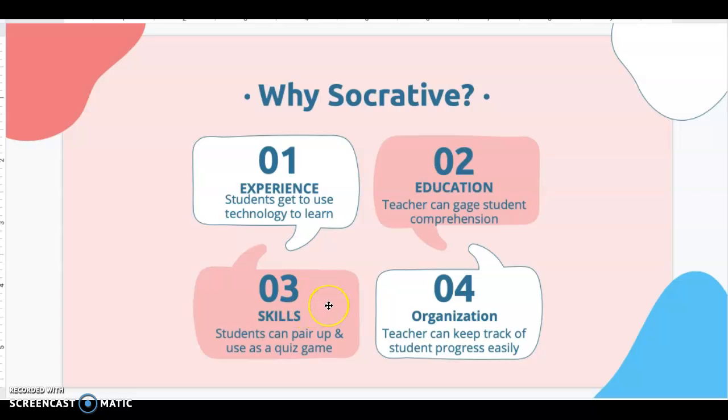Skills. Students can pair up and use this quiz as a game, so that can help promote different types of skills that they are using. They're able to collaborate and communicate together, which are some of the 4 C's. A fourth benefit of Socrative is that it can help teachers stay organized. Teachers are able to stay organized because they're able to keep track of the students' progress really easily. So they can see what students are performing well in certain tasks and what students may need some extra help through it all.